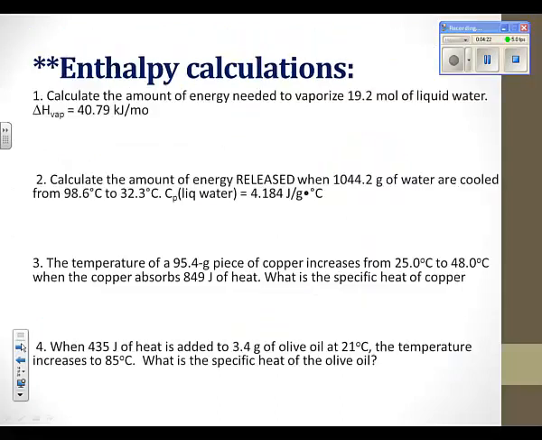So keep on going, more practice. We see heat of vaporization, we see moles. Remember when you see one of these H of vaps or H of fuse, you multiply them together. So 19.2 times 40.79 equals 78.3 joules.